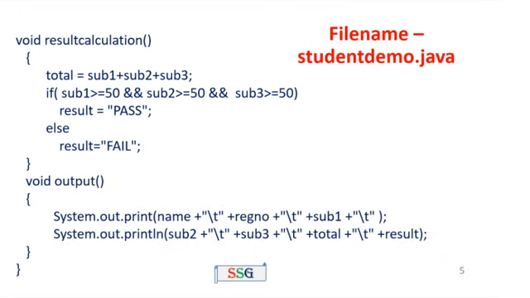The next one, output method. The output method displays the values for all the variables. So here System.out.print, as I am using the print command, then println command. The next name, register number. First display the value for the name variable. Next tab key, the value for the register number, tab key, value for subject 1, tab key, then value for subject 2, subject 3, total and result. So the output method displays the values for all the variables.